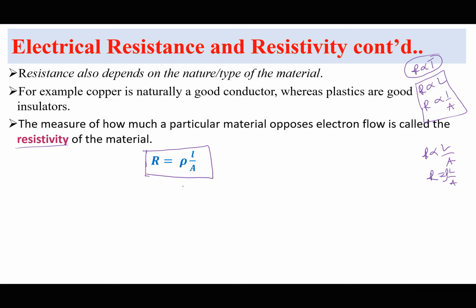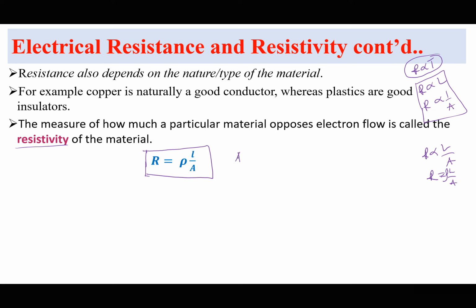L over A, where L is the length of the material, A is the cross-sectional area, and rho is going to be called a constant, which depends on the nature of the material, and this constant is going to be called the resistivity, or the specific resistance, or you can call it the conductivity, even though it is rarely called the conductivity of that material.